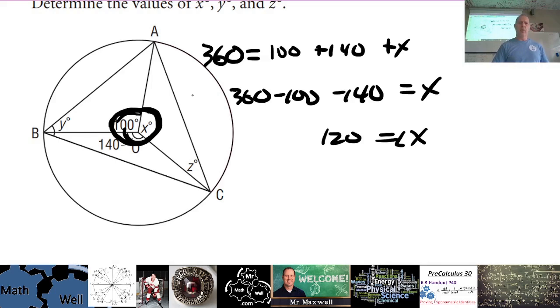Now, the other ones. Let's see. Does anyone see anything that we might be able to figure out here? X and Y. It's maybe a little tricky. I don't know. What do you think? Okay, sorry. Say that again a little bit louder.